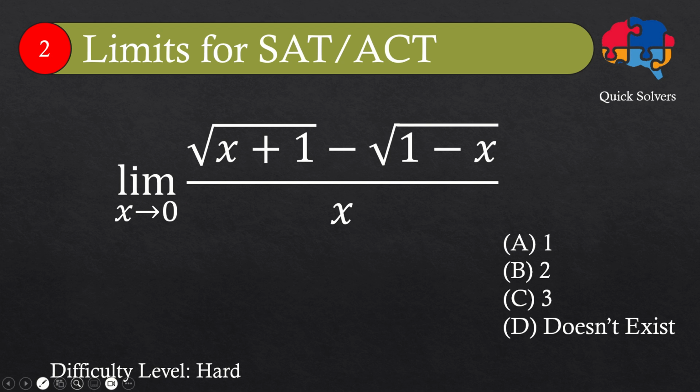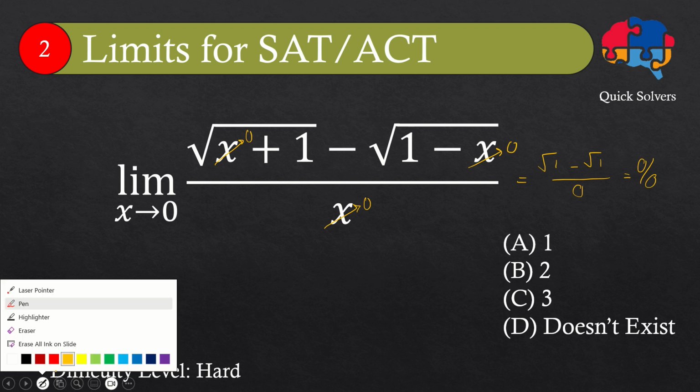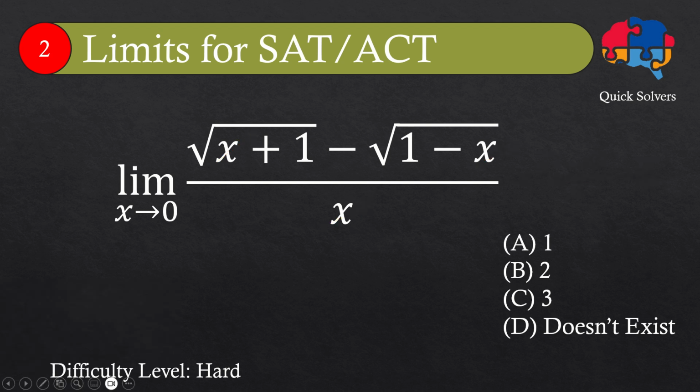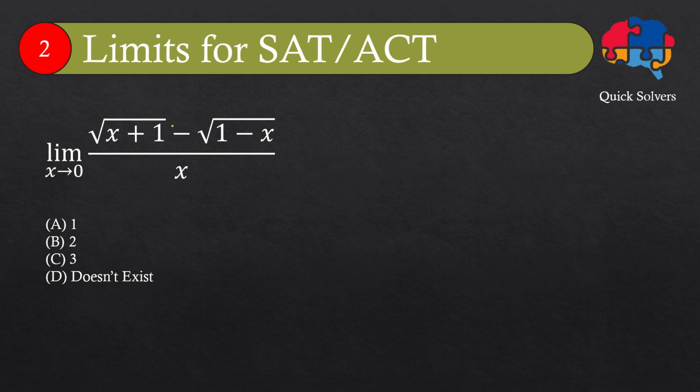Okay, let's see how should I solve this. If I start by replacing x by 0, then this is 0, this is 0, and this is 0. Okay, and this leaves us with square root of 1 minus square root of 1 over 0, which is 0 over 0, and this is not what we're looking for. Let's see, can we further simplify this function or not?